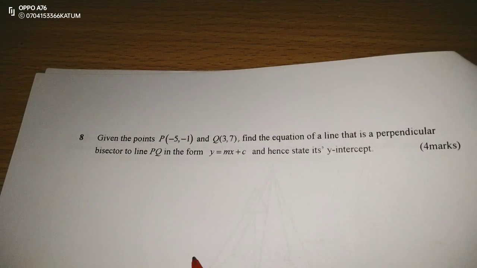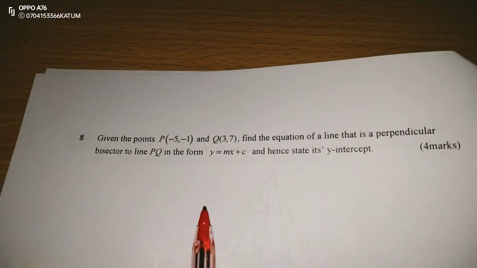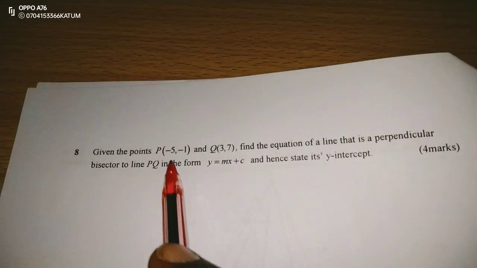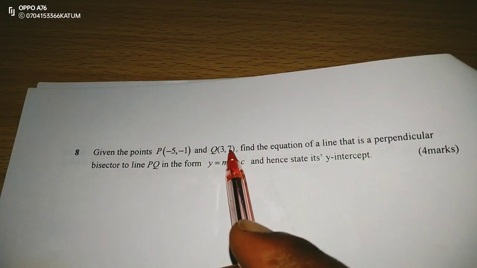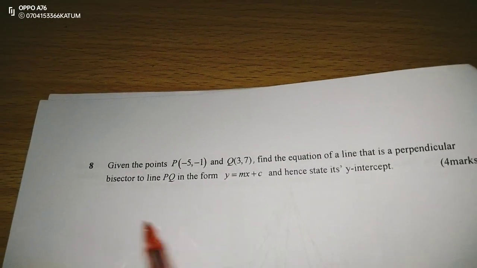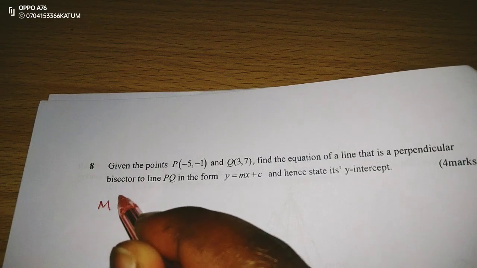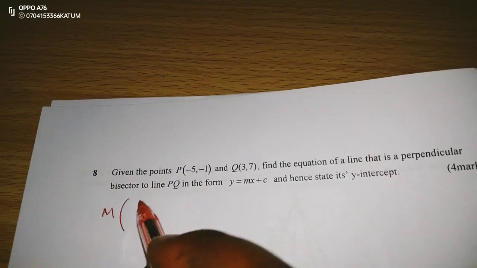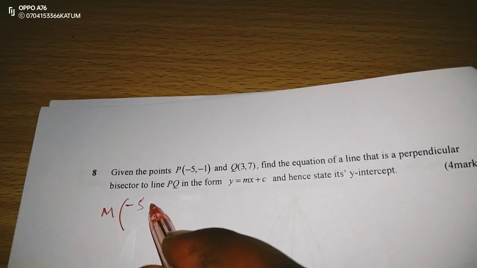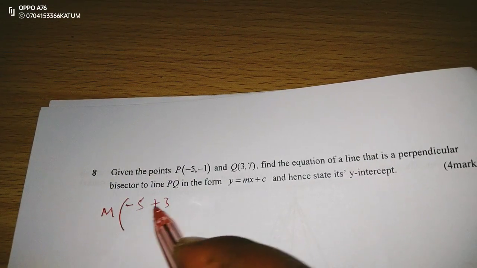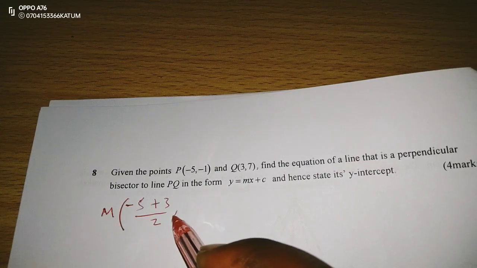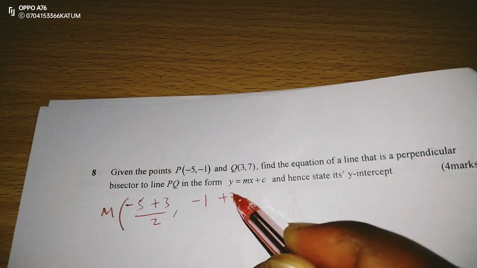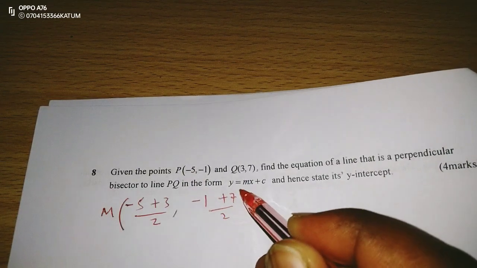So a perpendicular bisector of a line passes through its center, or rather its midpoint. So we have line PQ and we have the coordinates. The first thing to do here is to get the coordinates of M, the midpoint of PQ. Therefore, we're going to get the first x, -5, plus the second x, 3, and we divide by 2. The first y plus the second y, and we divide by 2.